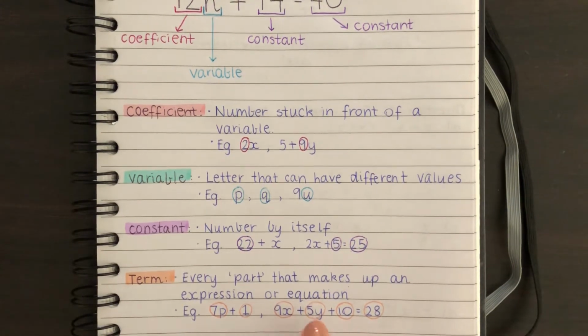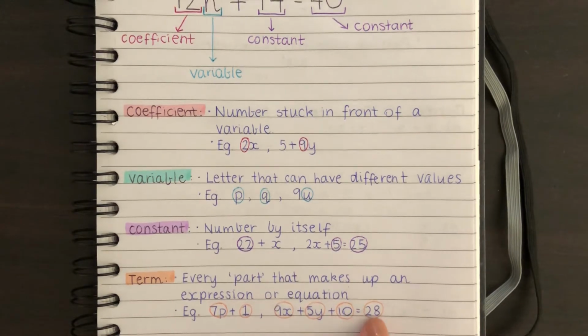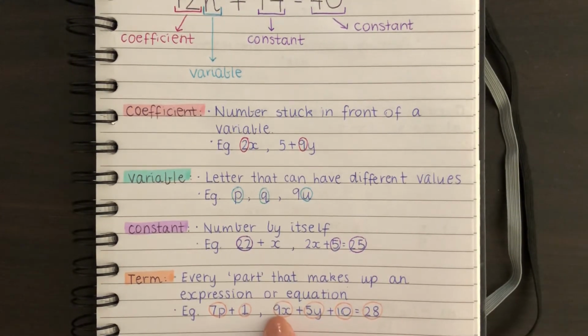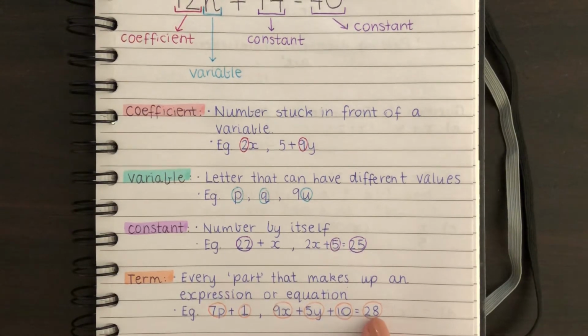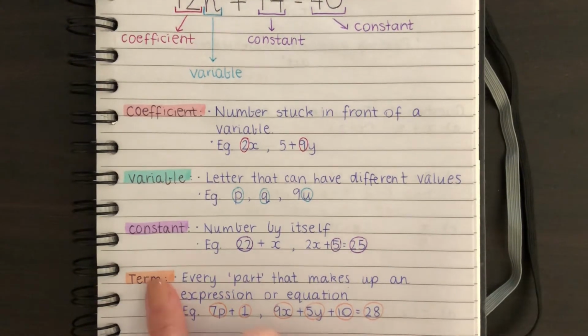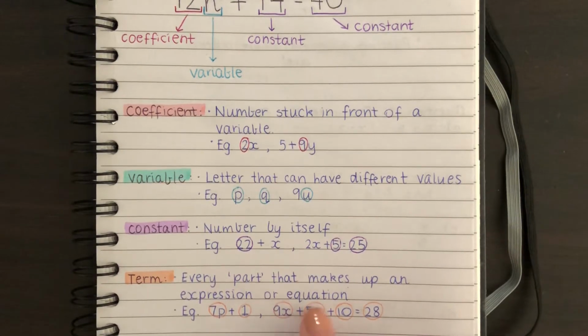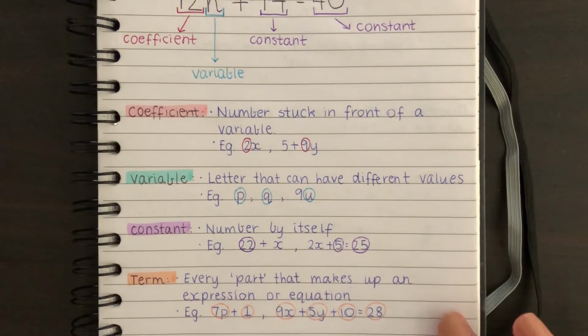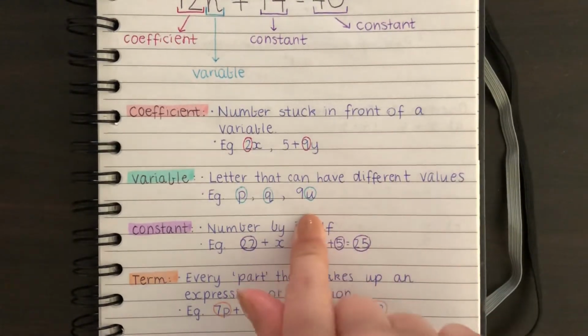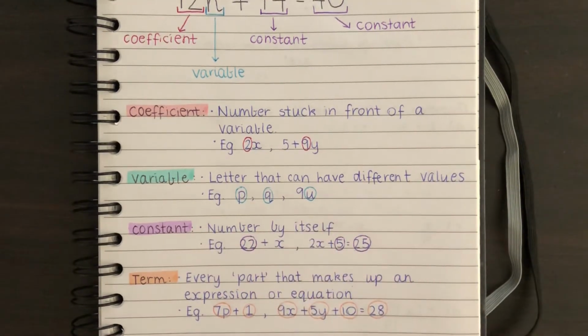So this term, 7p, is made up of a coefficient and a variable, and that makes up one term overall. In my second example, we've got 9x plus 5y plus 10 equals 28. So the 9x, the 5y, the 10, and the 28 are all called terms. If you wanted to break this down further, this 9 would be a coefficient, this x would be a variable, this 5 would be a coefficient, this y would be a variable, this 10 would be a constant, this 28 would be a constant. But if we're talking about terms, there are 1, 2, 3, 4 terms in this equation. Okay? So make sure you're copying these notes in your book. Go back to the start of the video to pause me again if you need to.